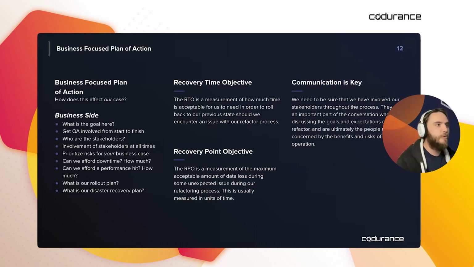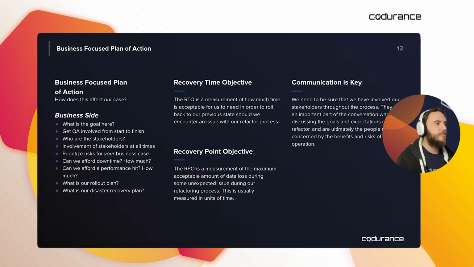And there's the other one, which is the recovery point objective, which is the maximum acceptable amount of data loss during an unexpected issue in this refactoring process. This is measured in time. If we have a certain number of users interacting with our system in, let's say, half an hour, is that acceptable? Does it have to be less? Can we push for more? Just to try to get flexibility out of the agreement we have with them.